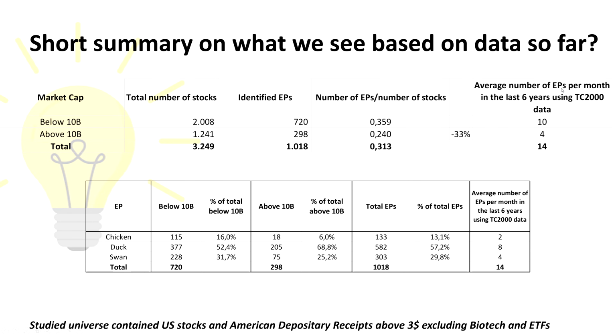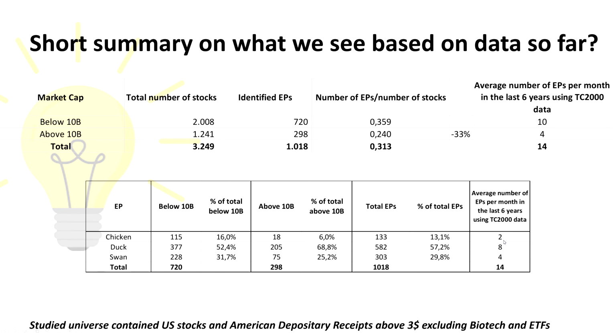So a total average per month of around 14 EPs for the last 6 years, which had some crazy moves and bullish markets. This is also something to take into account. Then, based on the data and the classification that you already know, chickens, ducks, and swans, here it shows how they are below and above 10 billion. We stop at this, and this is how they are based on what you can see per month.